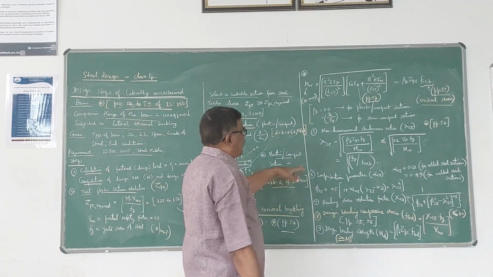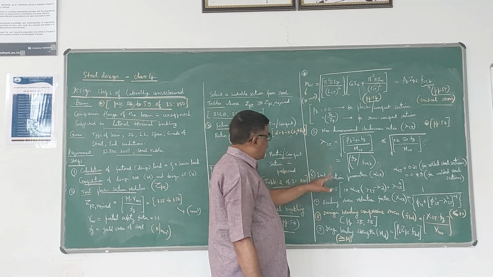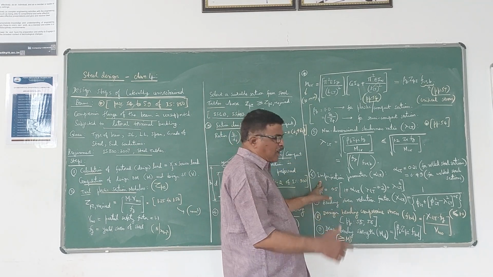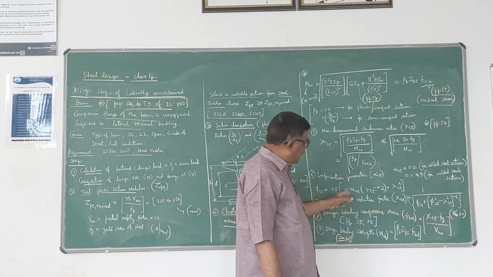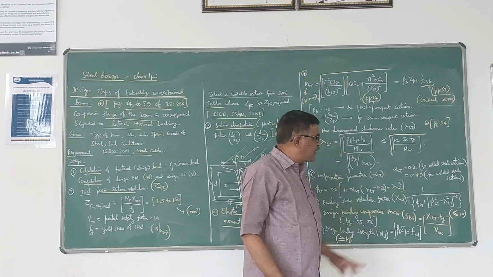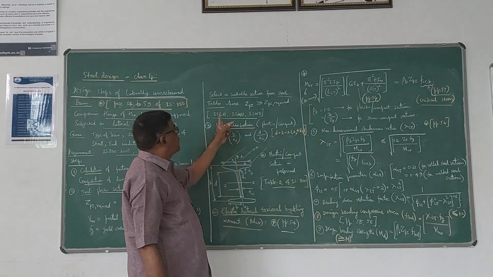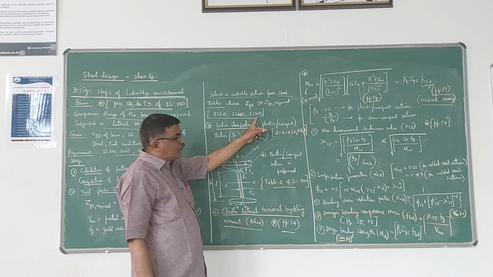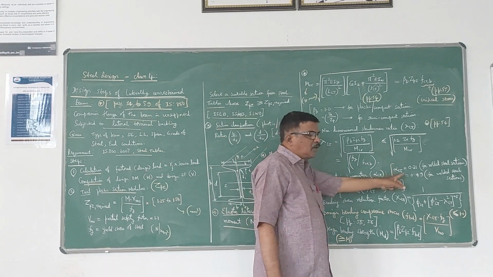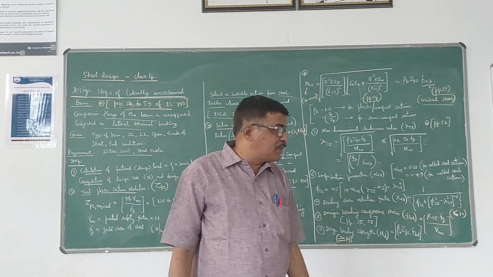Then after that calculation of this lambda LT, one imperfection parameter or imperfection factor alpha LT, of course that is given in the code. If it is a rolled steel section like this, these sections are rolled steel sections. So if they are like this, alpha LT value is 0.21. Suppose it is a welded section.